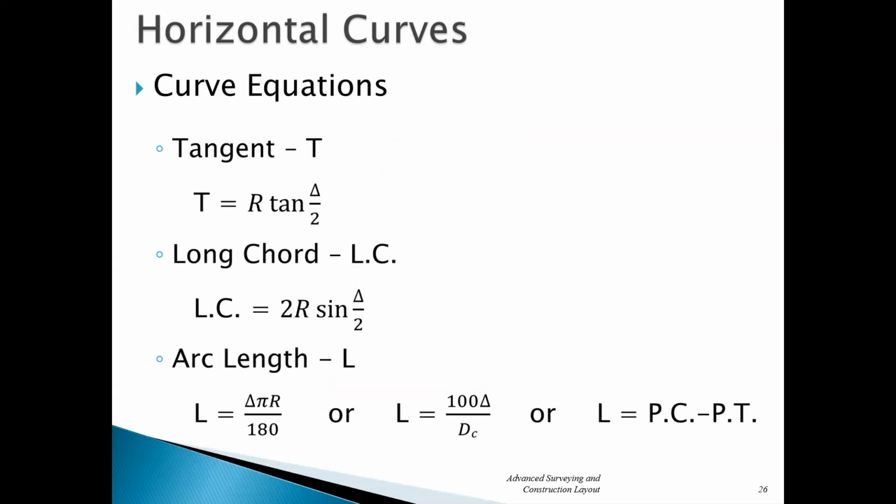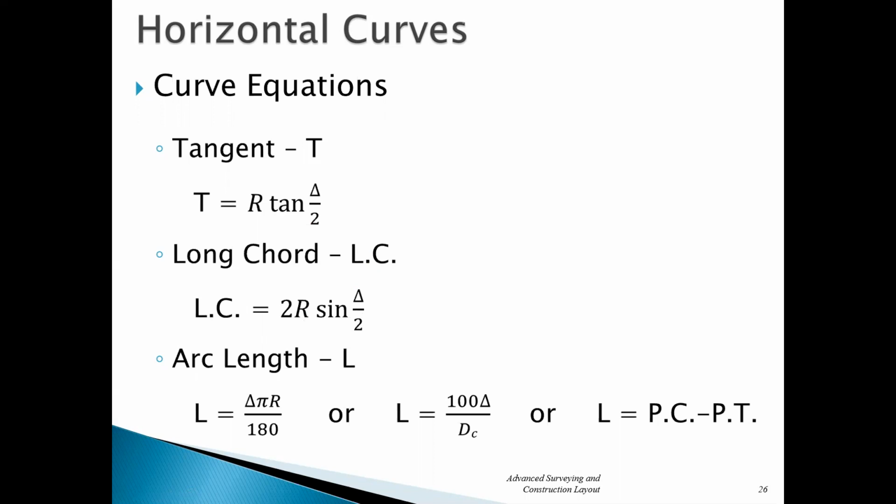So when you're using this equation, you have to be really careful. You have to take the delta angle and divide it by 2, and then take the tangent of that. That's not the same thing as taking the tangent of delta and dividing that number by 2. So be really careful. Your long chord is 2 times your radius times the sine of half of delta. So notice a lot of these equations use delta, okay? That's a pretty common thing.